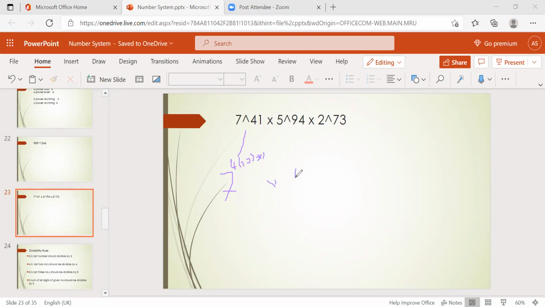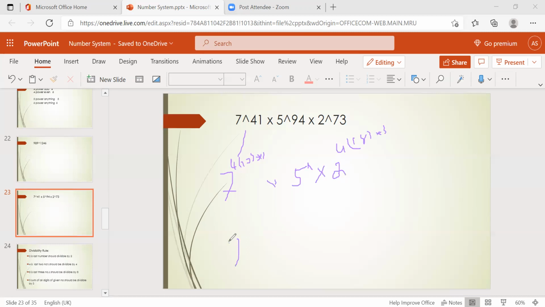And into 5 power 94. What's the power cycle? It is 1. So 5 power anything is 5 only. Just take 5 directly. And 2 power 73, again divided by 4. 4 into 18 is 72. So the remainder will be 1 here also.